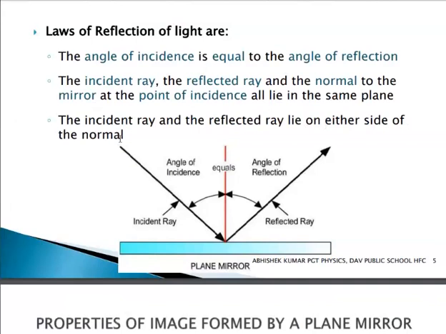And here you see, this is the incident ray which is incident on the plane of the mirror. This is the mirror reflecting surface, and this red line is the normal, which makes an angle of 90 degrees with the plane mirror. And the angle made by the incident ray with the normal is called angle of incidence, and the angle made by the reflected ray with the normal is called angle of reflection.